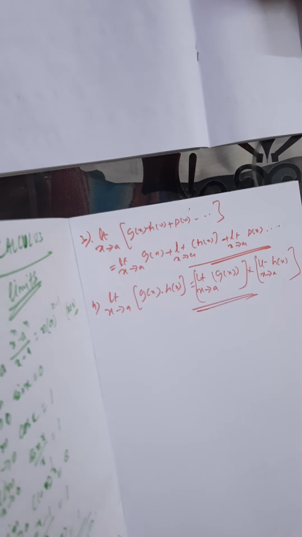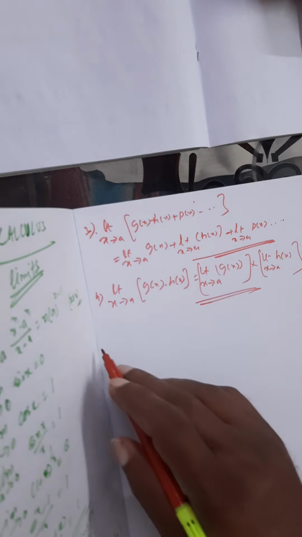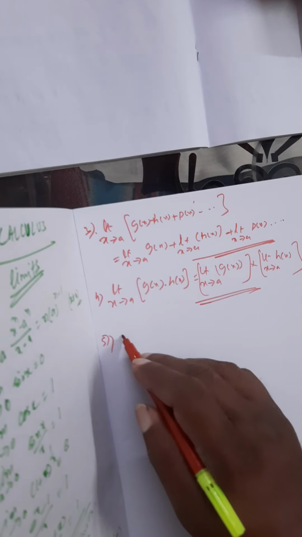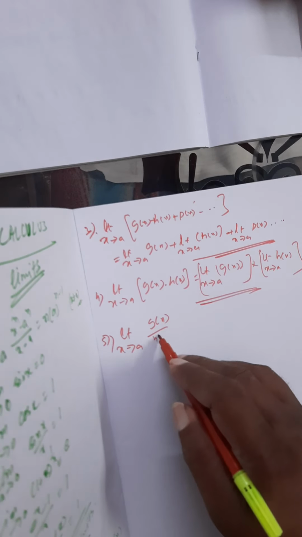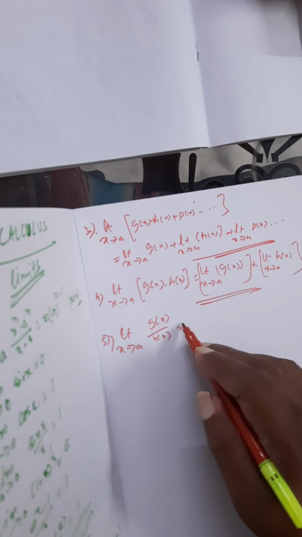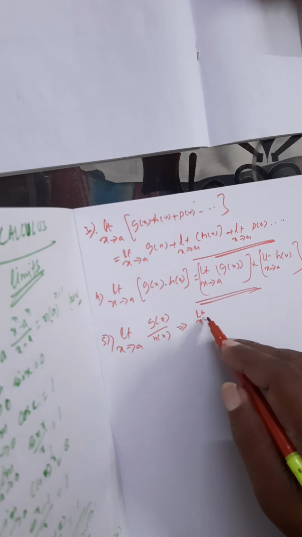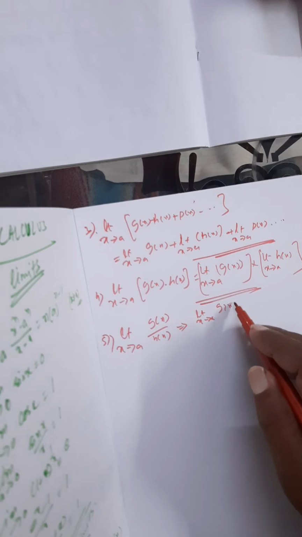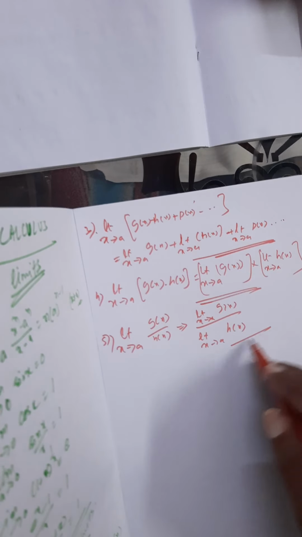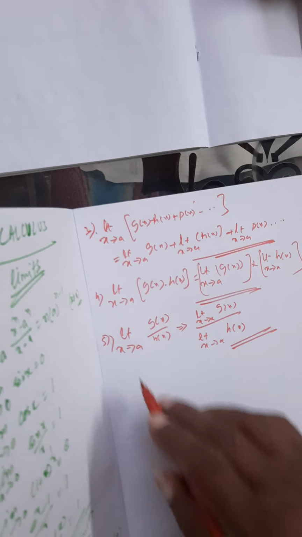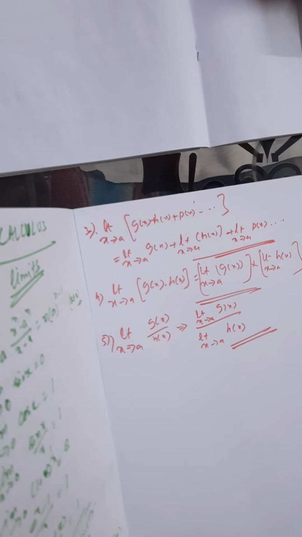So these are the direct rules for applying limits. Using these basic theorems we can solve the problems also. Now the quotient, the fifth one, just see, this is also basic. If g(x) by h(x) is there, again we can separate the limits: limit x tends to a of g(x) divided by limit x tends to a of h(x). So this is called the quotient rule for limits. So using these 5 rules and the formulae, we can find the limit of different functions.